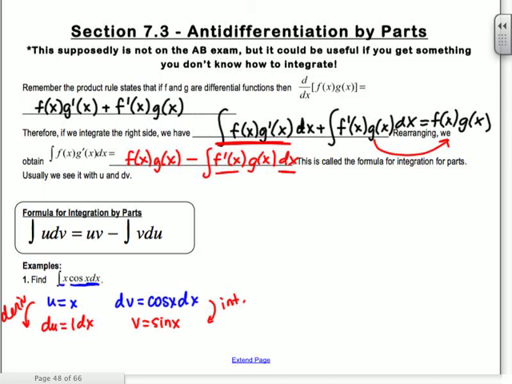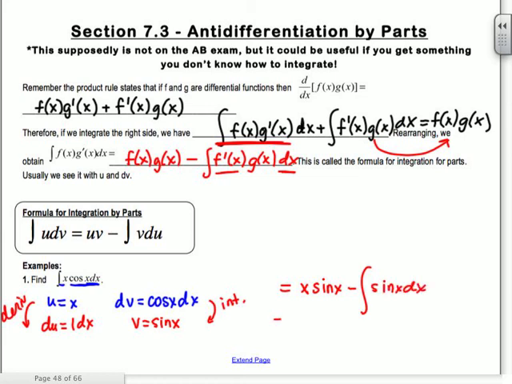Okay, here's the pattern. You're going to do uv, so u times v, and then you're going to do the bottom row, v du. You never use that dv. So it's going to equal uv, so x sine of x, minus the bottom row, so sine of x dx.